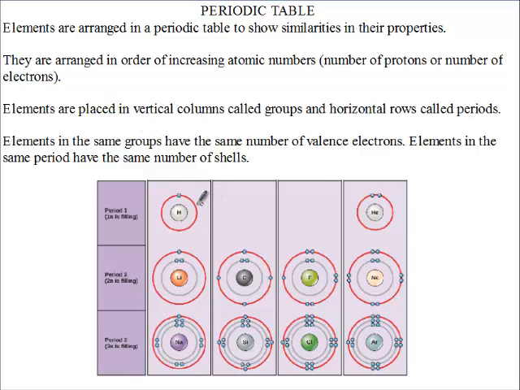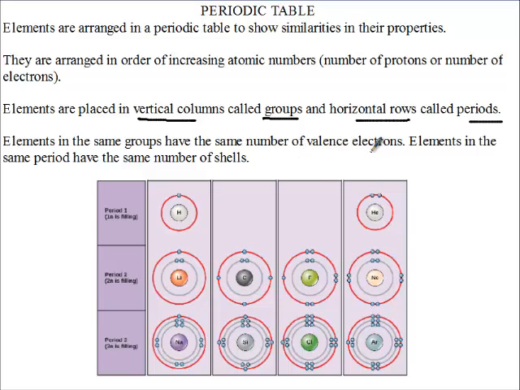Elements are placed in vertical columns called groups, as I was saying earlier, and then horizontal rows called periods. So the vertical columns are called groups, horizontal rows are called periods. Elements in the same groups have the same number of valence electrons.